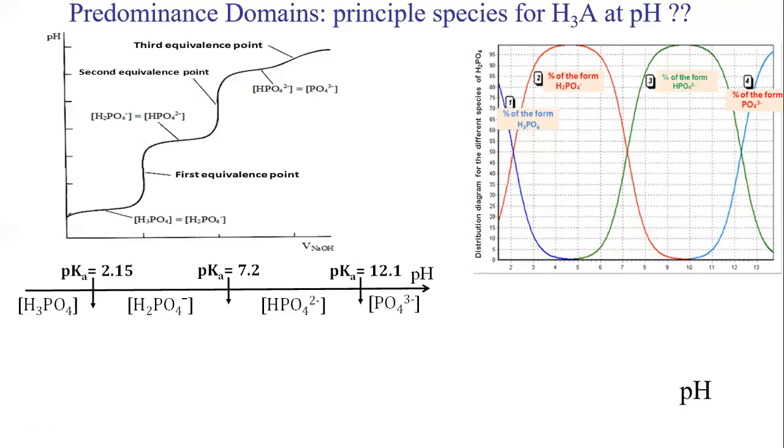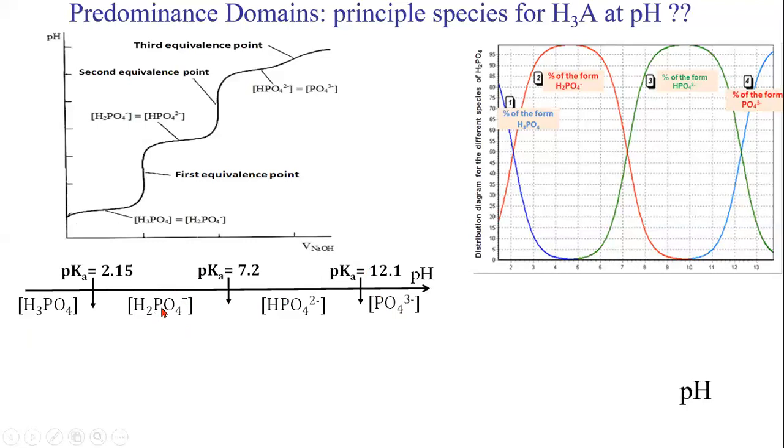Now, depending on the question that you're asked, you may need more information, but that's all you need. This can tell me which species I have predominating in my solution. So if I tell you at pH, let's say 6, what area are you in? Oh, I'm right here. Okay, who's my predominant species?